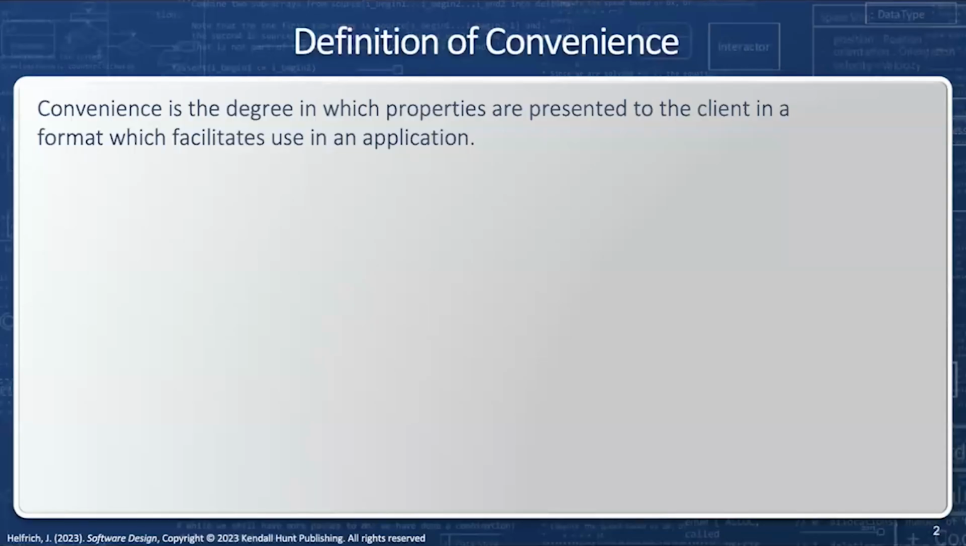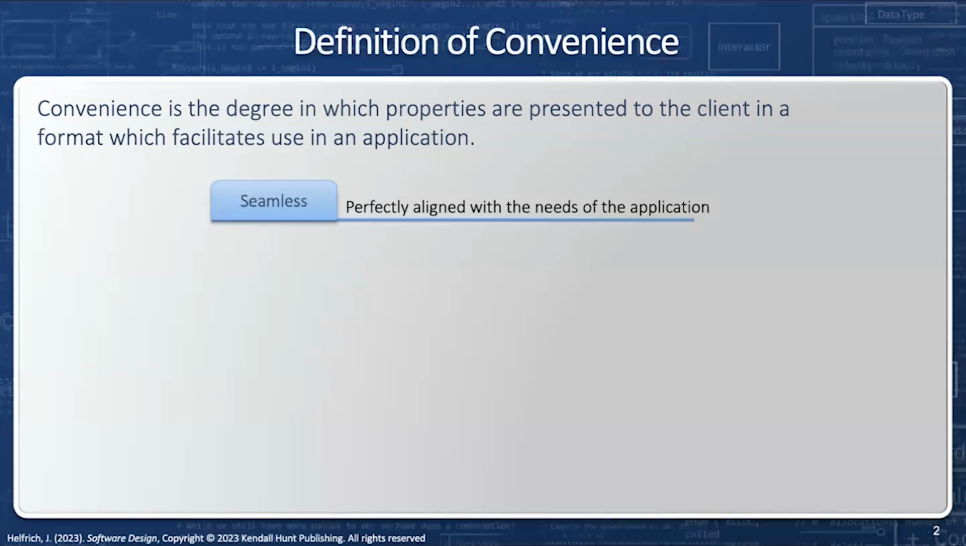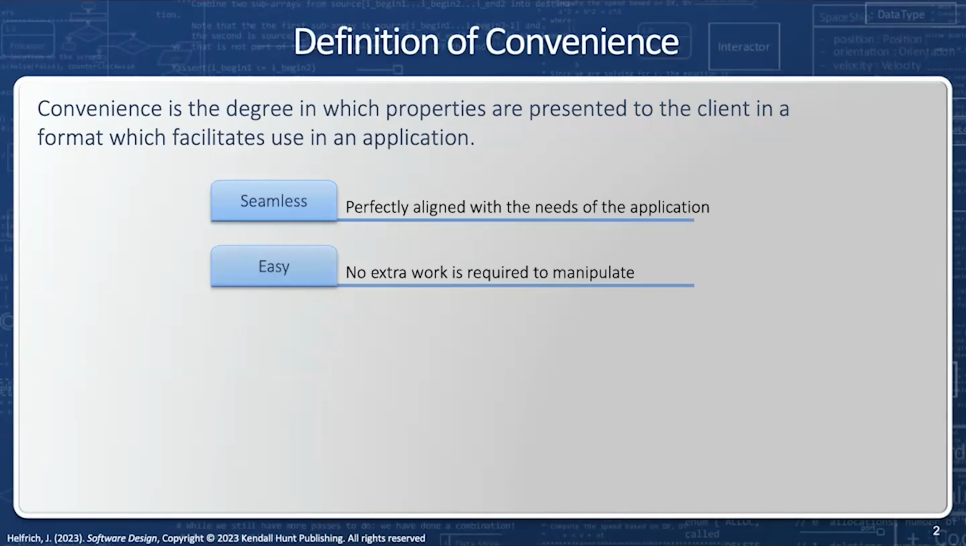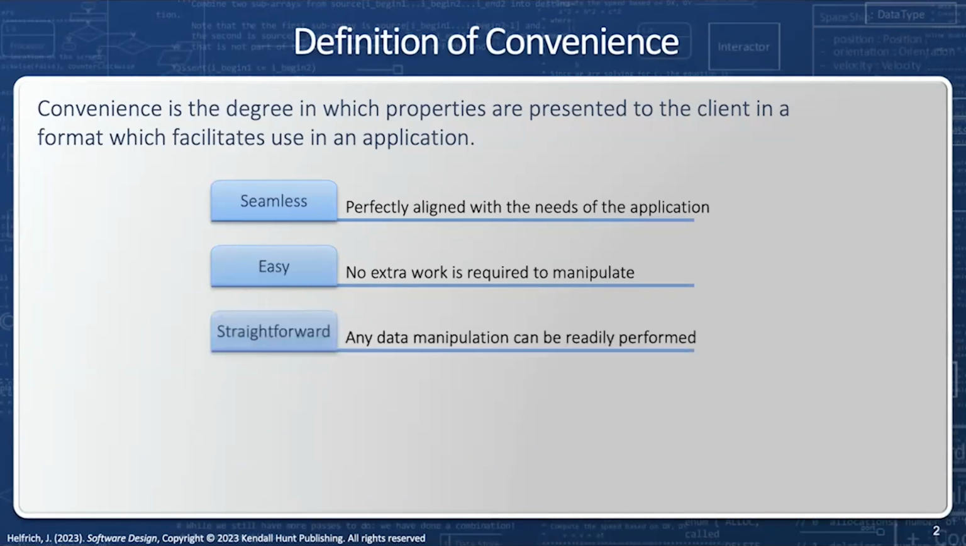Convenience is the degree to which the properties of a class are presented to a client in a format which facilitates the use in an application. And we have 5 levels of convenience, just like we have several levels of cohesion or coupling. The first is seamless, and that is the class perfectly aligns with the needs of the application. Next, we have easy. No extra work is required to manipulate the data in order to use the class. Next, we have straightforward. Any data manipulation can be readily performed.